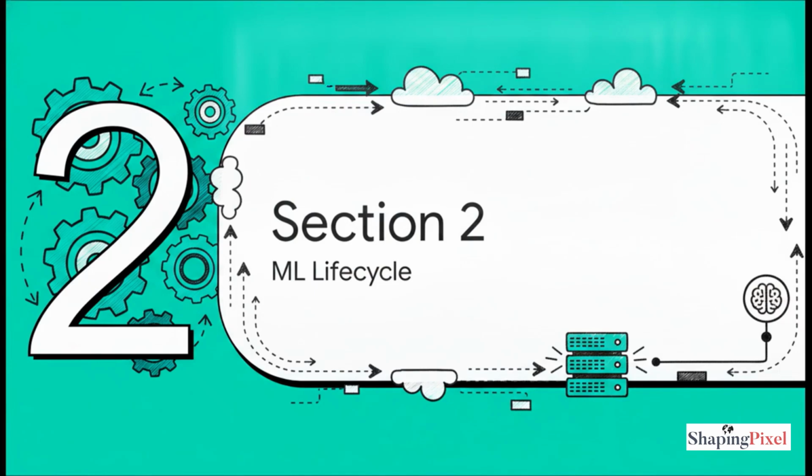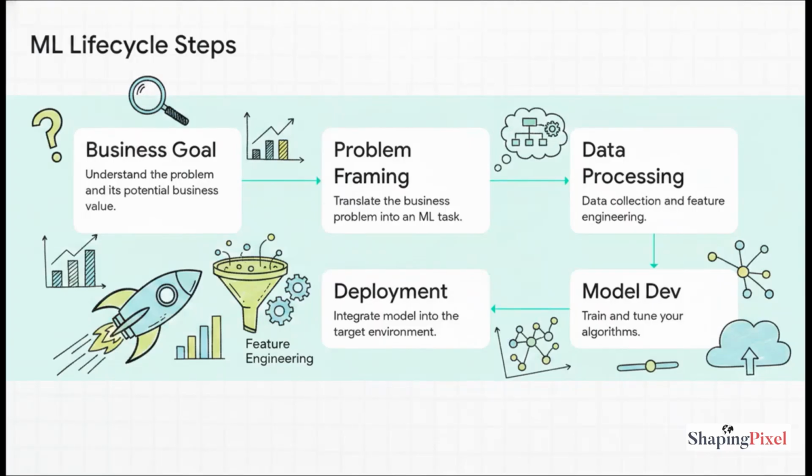Section 2, the machine learning lifecycle. The progression of a machine learning pipeline on AWS flows in a really structured way. It always starts by identifying the business goal, figuring out the overarching problem and its real-world value. Then you frame that into a specific ML problem with clear objectives. From there, you step into data processing to collect and engineer your features, followed immediately by model development to actually train and tune your algorithms.